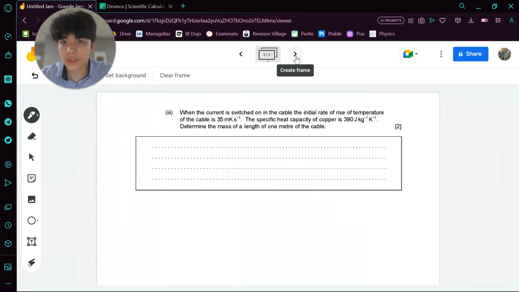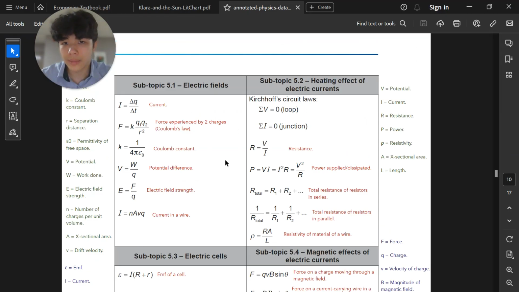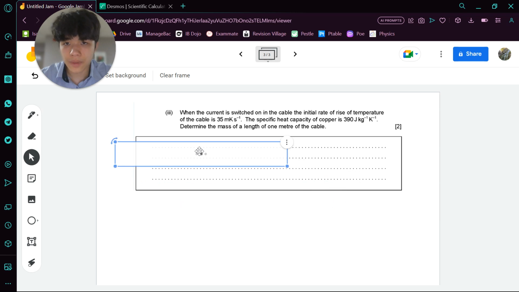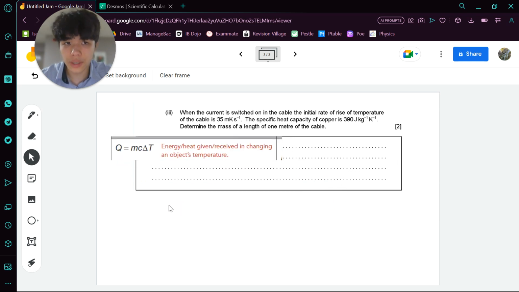So then for the last question, when the current is switched on in the cable, the initial rate of rise of temperature of the cable is 35 millikelvin per second. Specific heat capacity of copper is 390 joules per kelvin per kilogram. Calculate the mass of 1 meter length. So for this, we can actually use the formula in topic 3, I believe. Q is equal to mc delta T. So in this case, we do know Q. Q was our 30 watts from before.